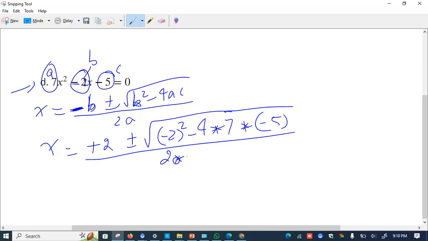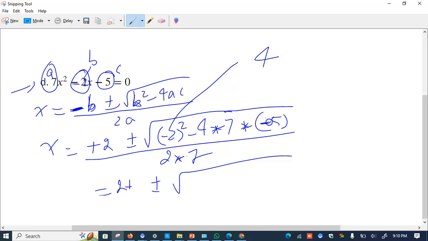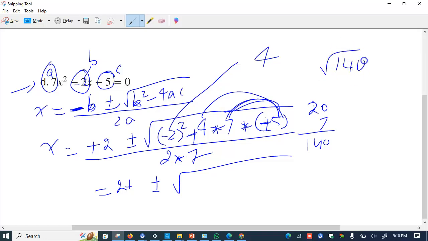And 2A is like a big step here, 2 times 7. So this will be 4. We can do the scratch work. Negative and negative makes it positive, and 7 times 5 is 35. I think the easier way will be 4 times 5 is 20, and times 7 is 140. You get square root of 140. So this is square root of 140.